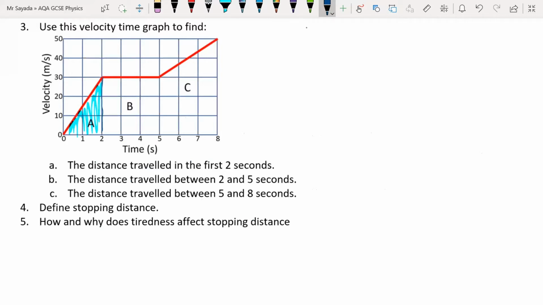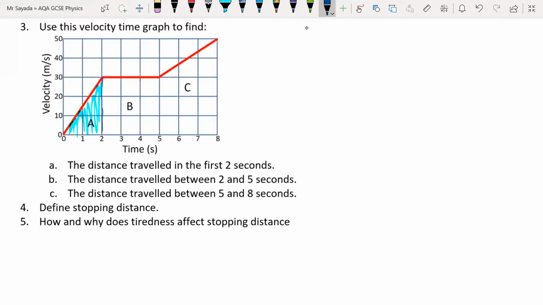Part B, I need to find the distance traveled in the second section. So that's between 2 and 5 seconds. So that's the area of this part here. So that's going to be a base of 3 and a height of 30. It's just a rectangle, so that gives 90 meters.